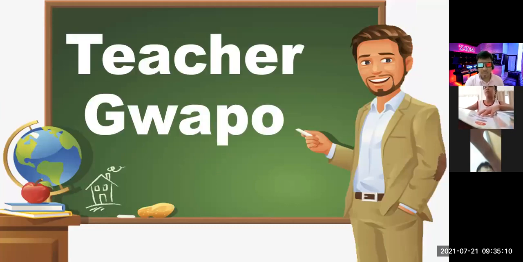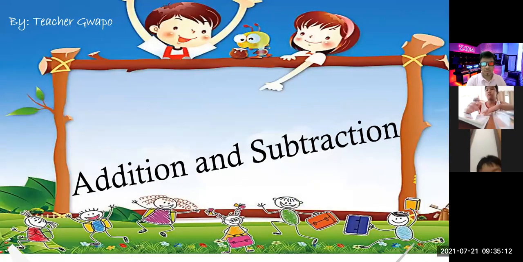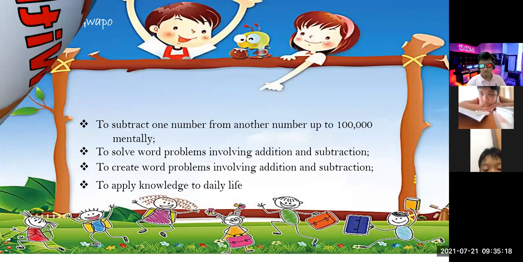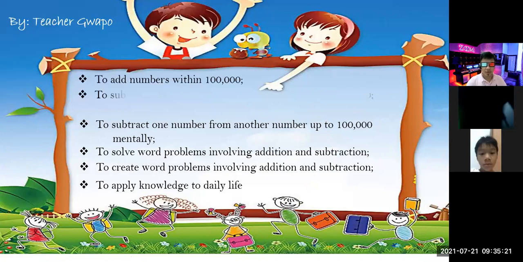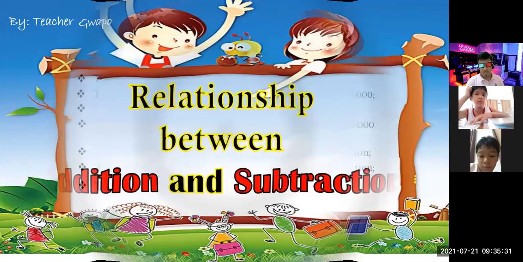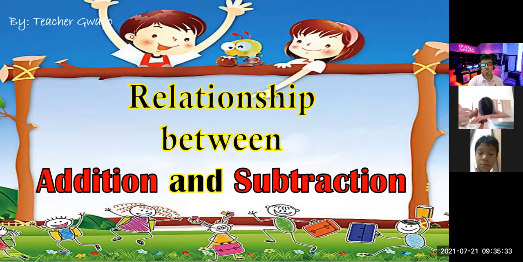In this class, Mathematics for Grade 3, we are still in Chapter 2, Addition and Subtraction within 100,000. Here are the objectives that we have for this chapter: to add numbers, to subtract numbers, to solve word problems, and to create word problems as well. And today we will focus on the relationship between addition and subtraction.